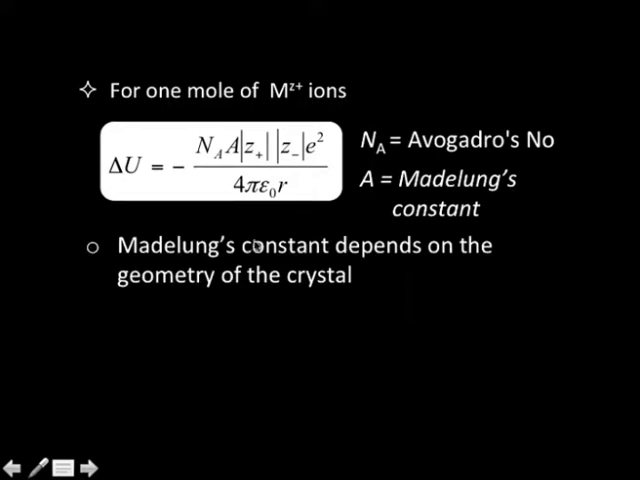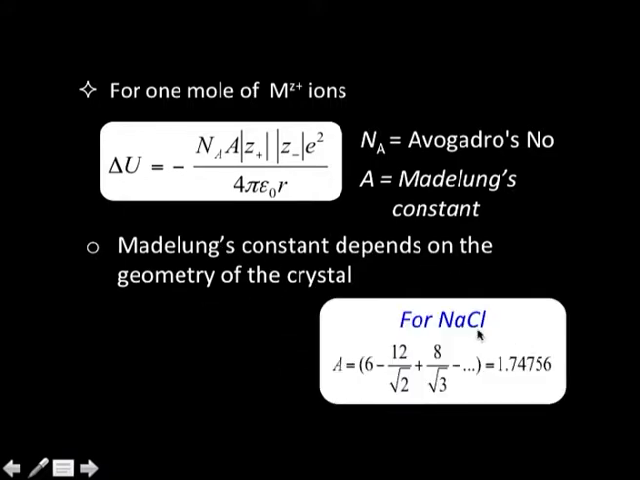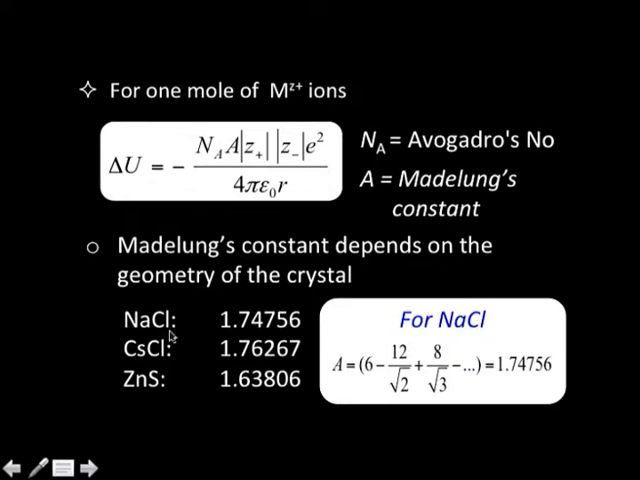Now, this Madelung's constant, which we defined mathematically a short while before, depends on the geometry of the crystal. For NaCl, which I just described here, the value can be computed as follows: A is equal to 6 minus 12 by root 2 plus 8 by root 3 and so on. Remember that there are 6 neighbors, 12 neighbors, 8 neighbors and so on, and these are the corresponding distances: root 2 r, root 3 r and so on. If I simplify, this comes out to be 1.74756, and that is the typical value for NaCl. So that is the meaning of Madelung's constant.